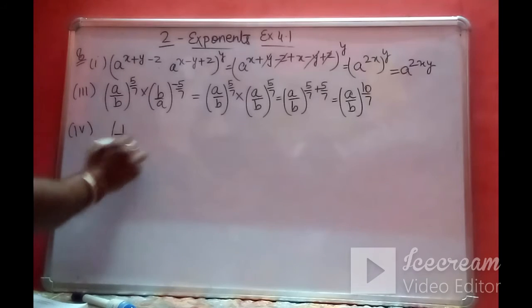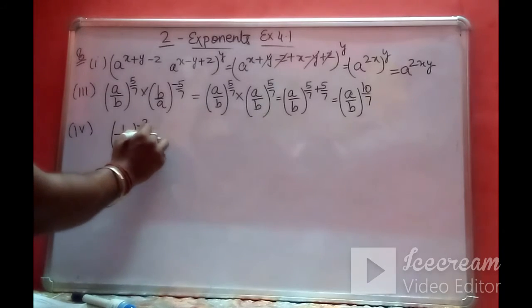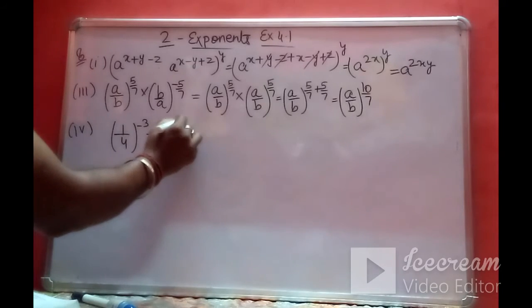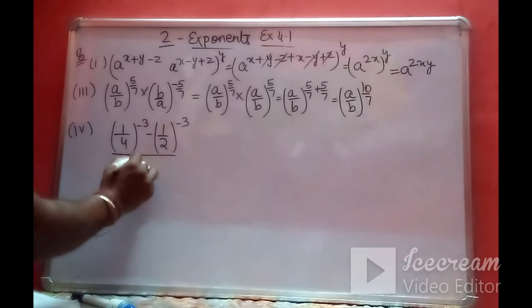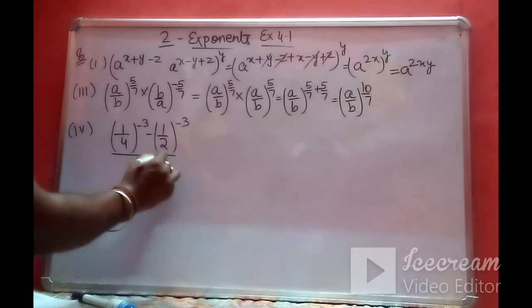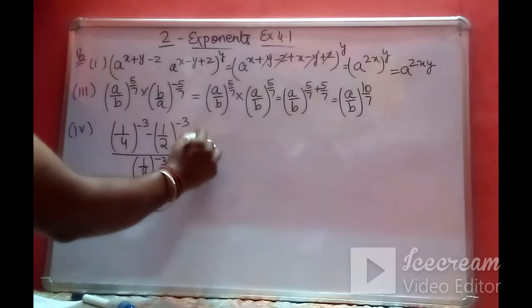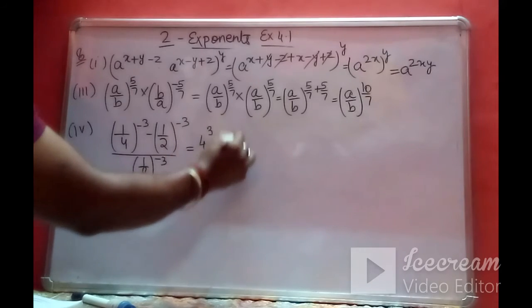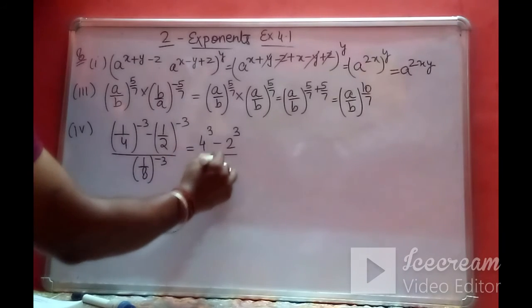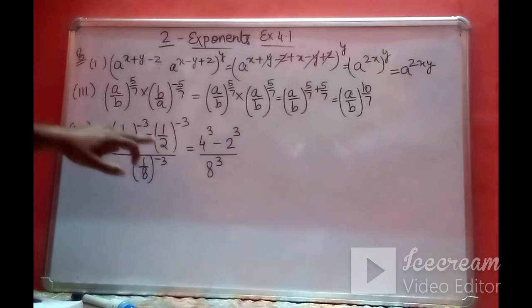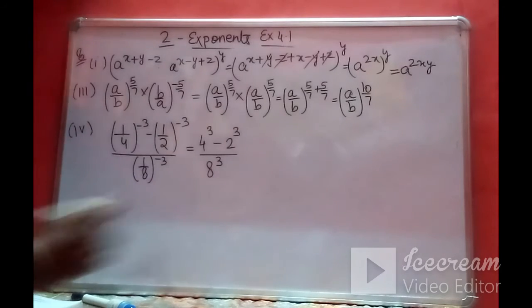1 upon 4 to the power minus 3 minus 1 upon 2 to the power minus 3, upon 1 upon 8 to the power minus 3. Okay, so what we will do? We will take the reciprocal, so the power becomes positive. Here also the power becomes positive, and here also the power becomes positive. While taking the reciprocal, it becomes 4 upon 1. So 4 upon 1 is 4, 2 upon 1 is 2, and 8 upon 1 is 8.